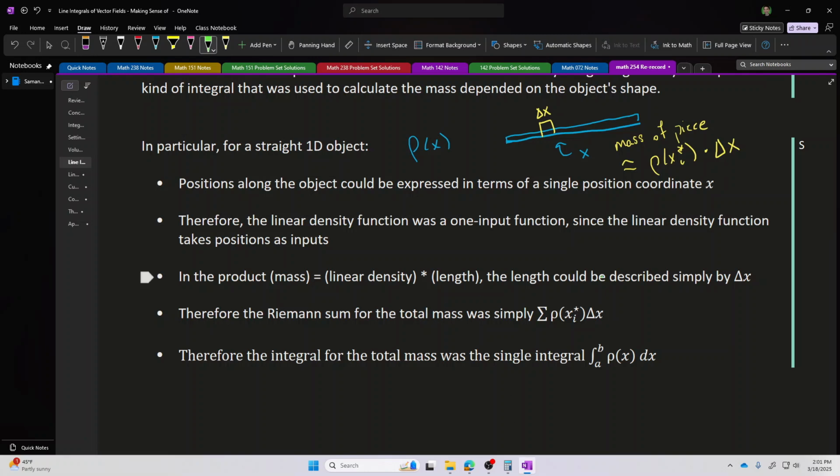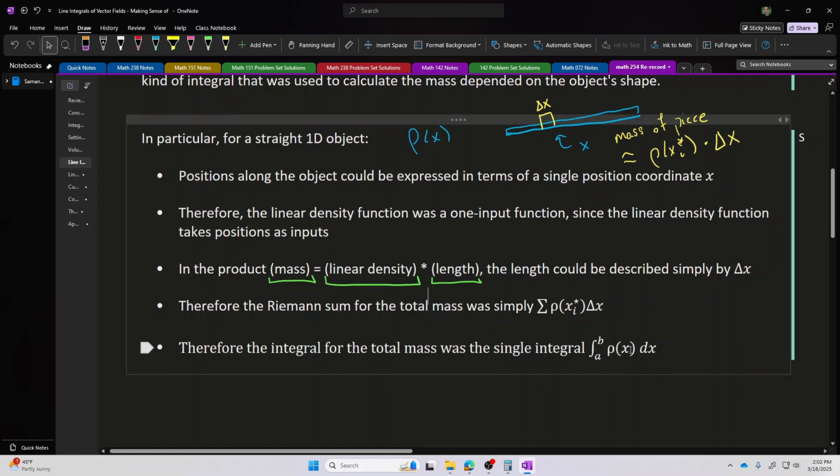So from this example, here is what I want to highlight. We found the mass of each piece by taking the density at a certain point within the piece and multiplying it by the piece's length. When we did this, we just had to apply a sigma and then apply a limit that allowed the piece to get smaller and smaller, and that gave us the total mass perfectly calculated by way of an integral.